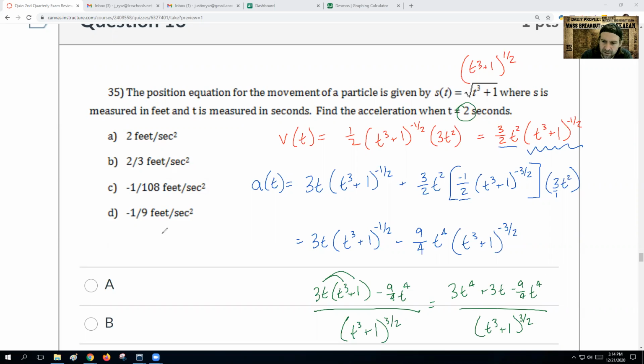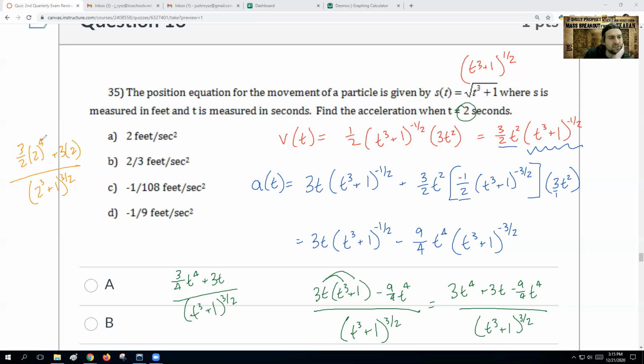And so finally, what's 3 minus 9/4? 3 minus 9 divided by 4 is 0.75. So that is 3/4 t to the 4th plus 3t over t cubed plus 1 to the 3/2 power. Now we've got something a little bit easier to plug into. So what's 3/4 of 2 to the 4th plus 3 times 2, divided by 2 cubed plus 1 to the 3/2 power?